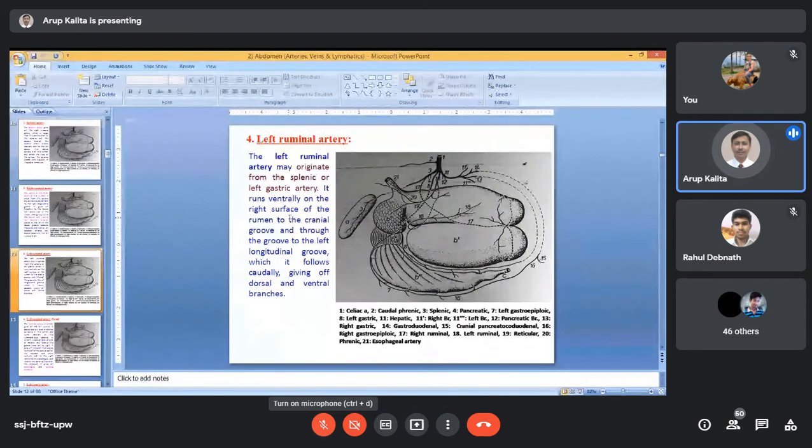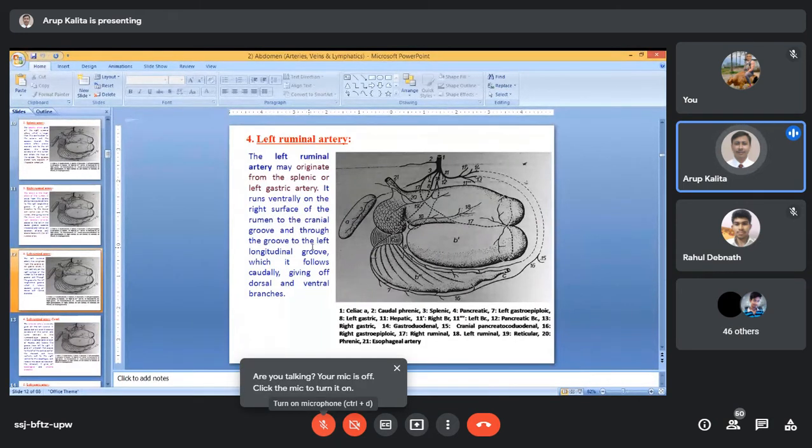It runs ventrally on the right surface of the rumen to the cranial groove, and through that groove to the left longitudinal groove. This 18 will come like this, and it will go to the left longitudinal groove, which it follows caudally, giving off dorsal and ventral branches. So the left ruminal artery will come like this, and it will go like this.